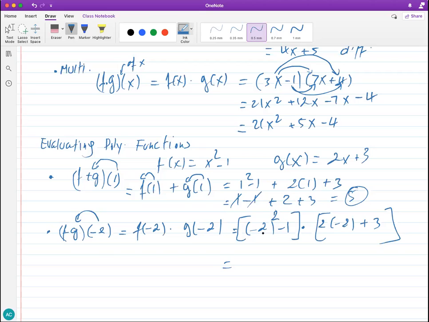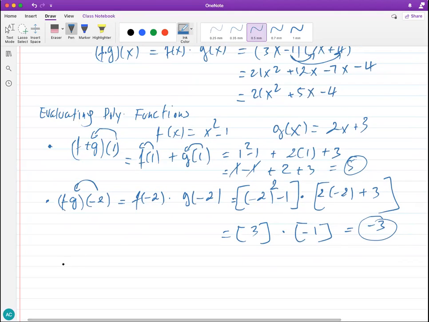Okay, so what is negative 2 to the second? 4. 4 minus 1 would be 3. And here we have -4 plus 3, which is negative 1. And finally, this is negative 3. Okay, so that's what it means. Just keep that operation, whatever it might be. Evaluate the two functions with the number given, and either subtract, add, or multiply.